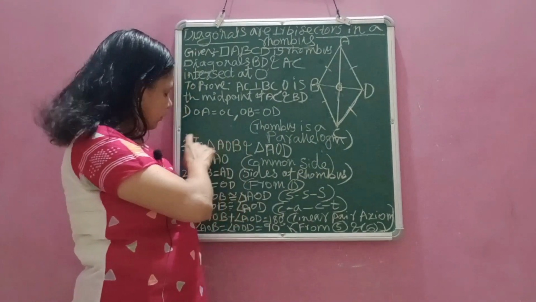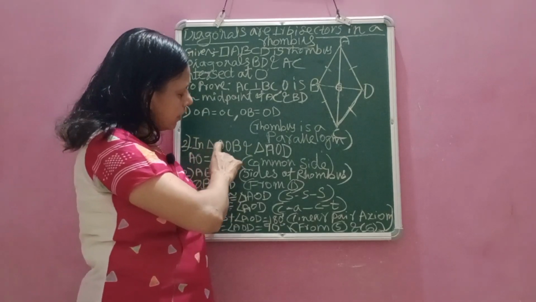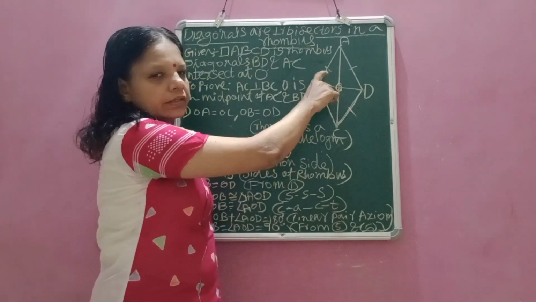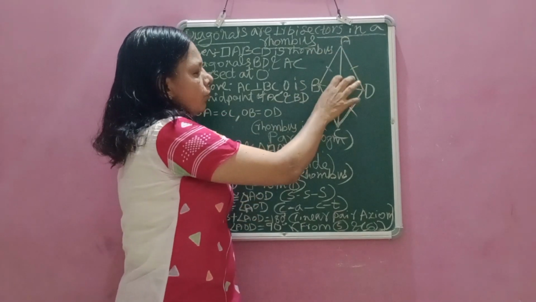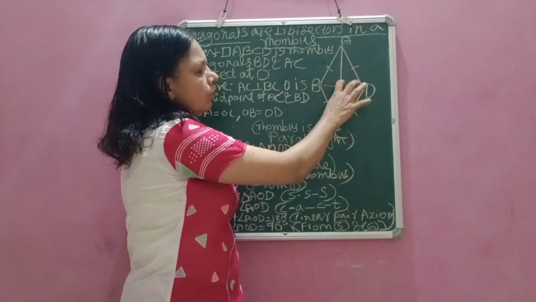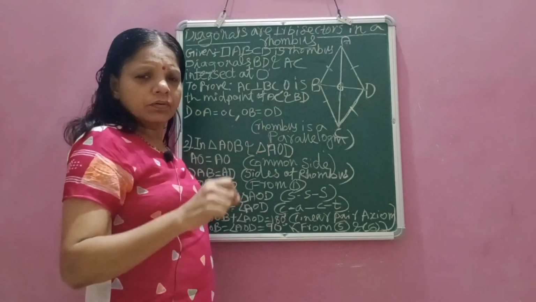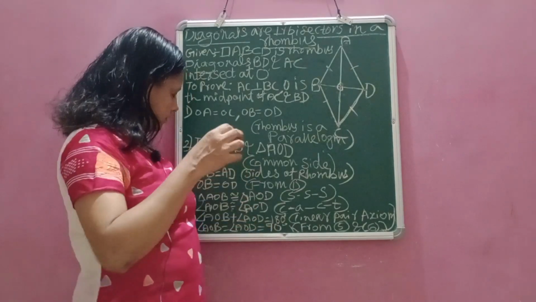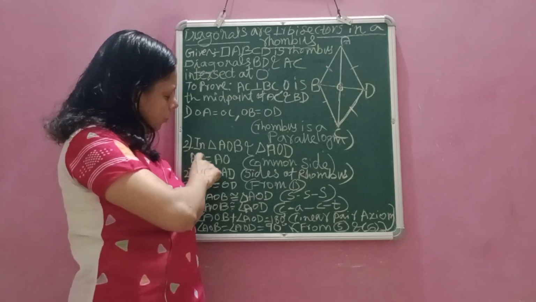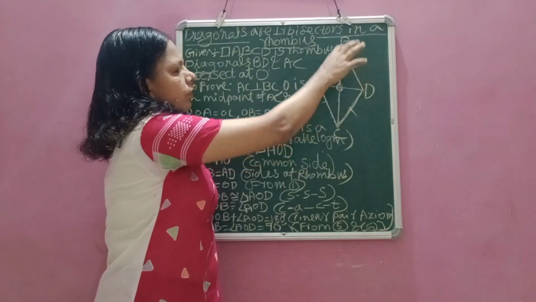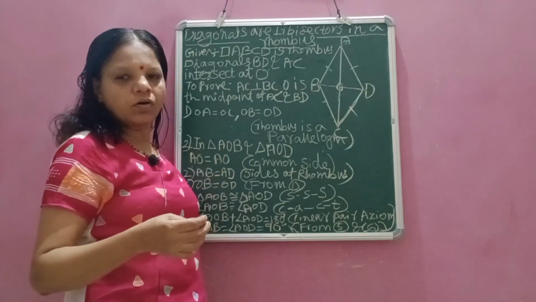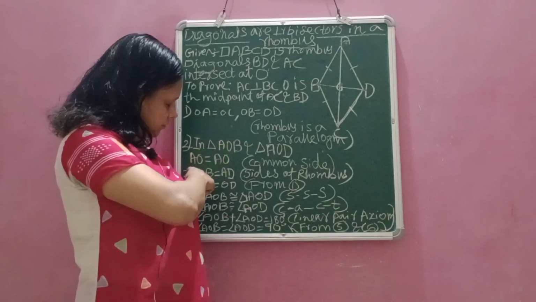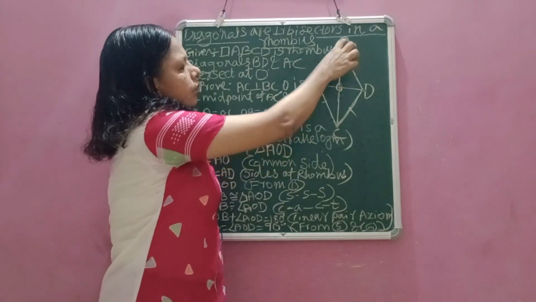Now the second statement, in triangle AOB and triangle AOD. Which triangles are we taking? AOB and AOD. We prove the two triangles are congruent. We will see which test. The first statement is AO congruent to AO. What is the reason? Common side. And the second statement, AB equal to AD.